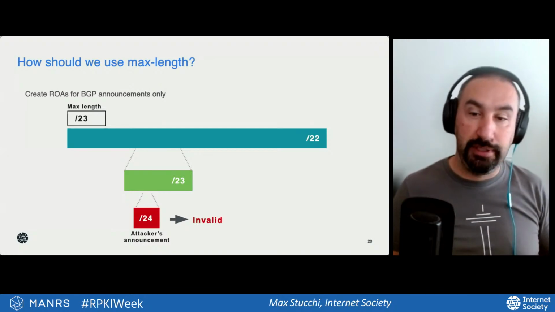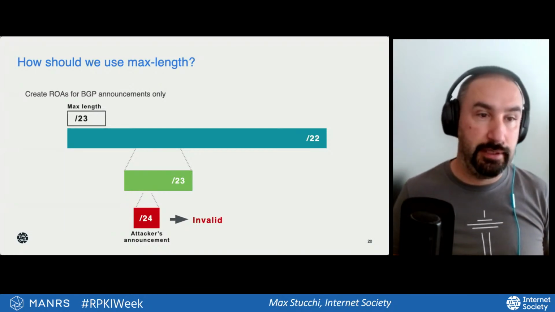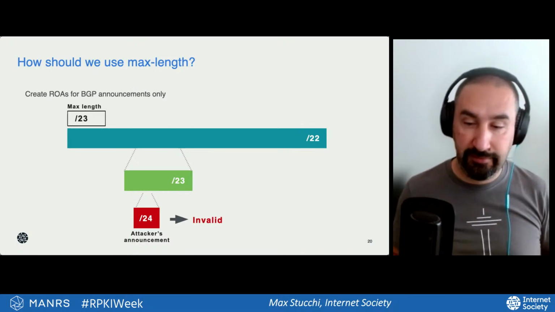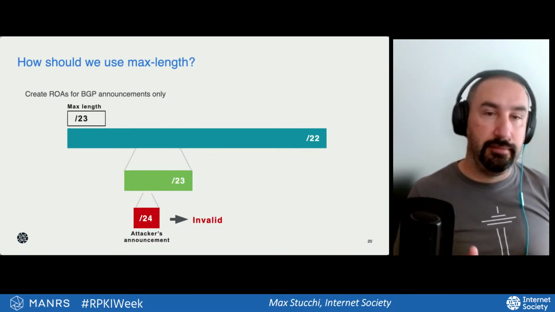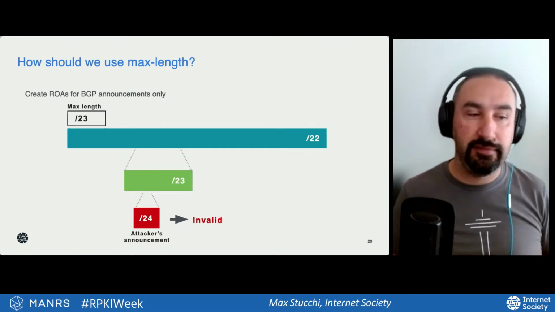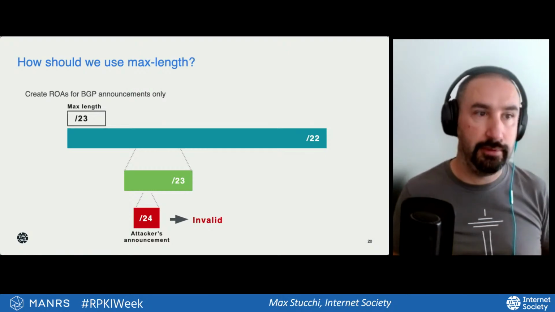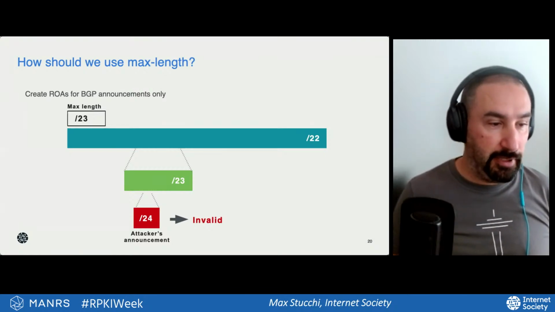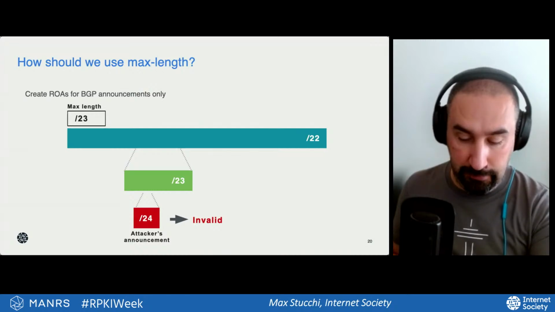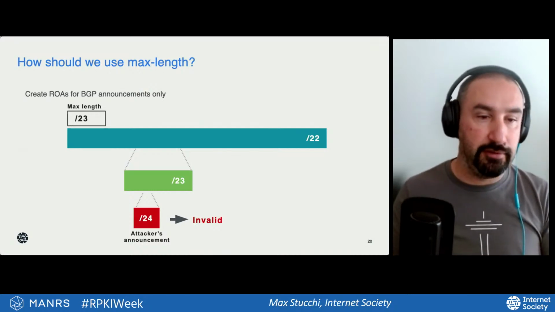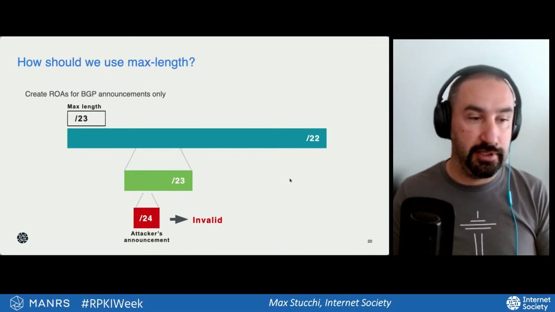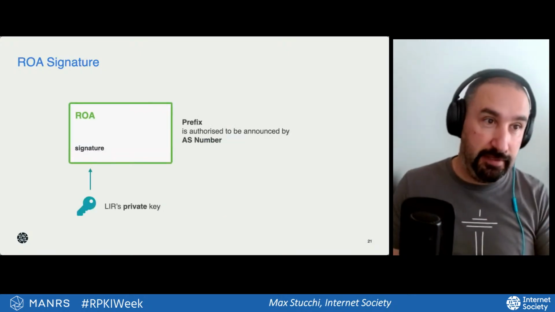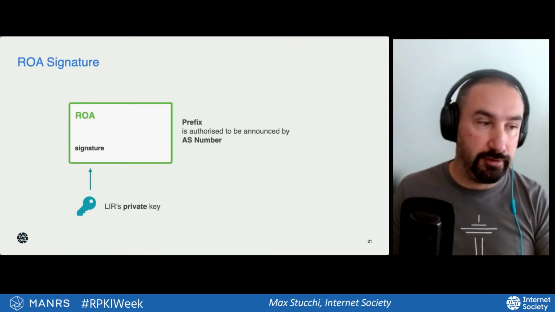My suggestion would be to try to find the right balance between covering all your cases and also being safe enough so that you don't fall into the trap of the case I was showing here, with malicious attackers being able to announce your address space and RPKI not catching it. So we have this ROA, and we've seen the content of a ROA.